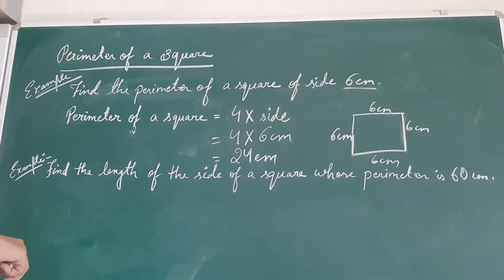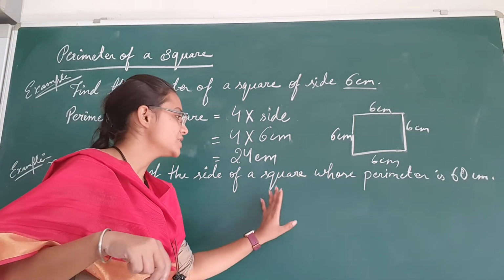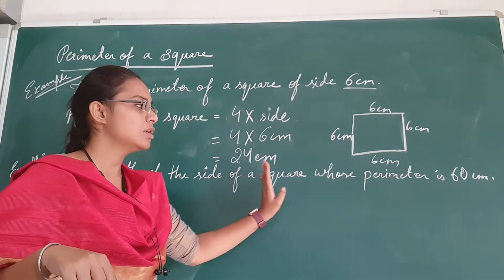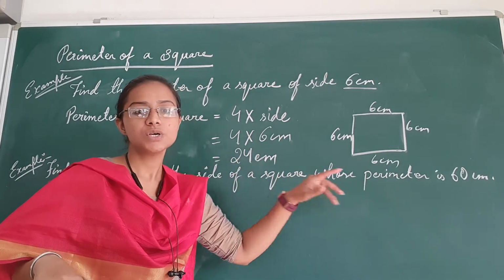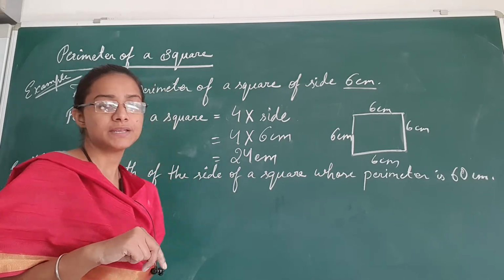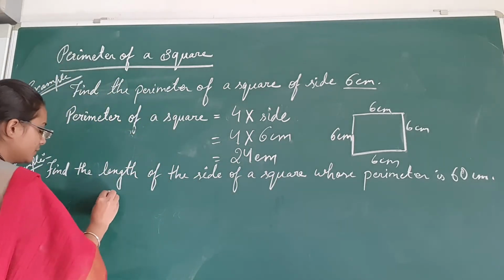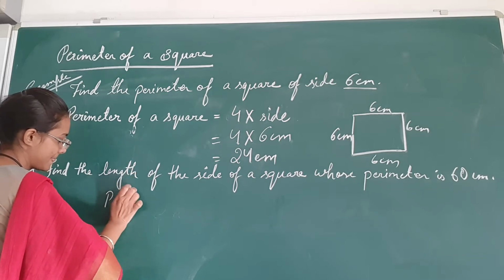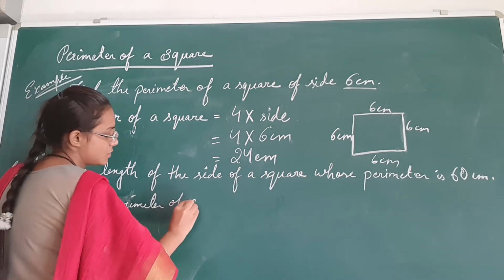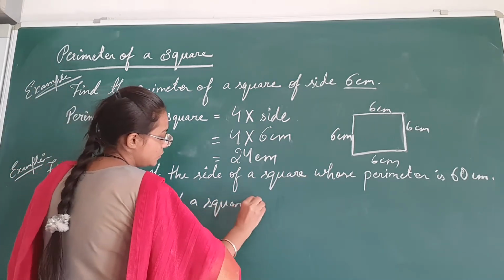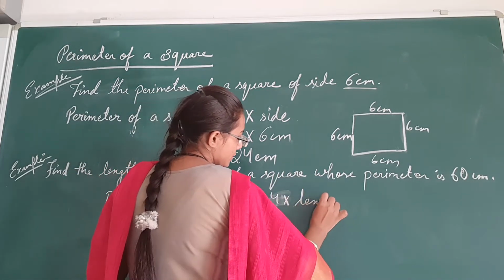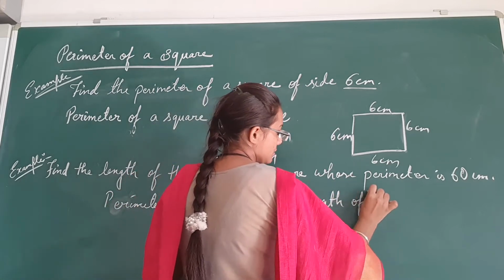Look at this another question. Find the length of the side of the square whose perimeter is 60 centimeter. So in this question, perimeter is given. You have to find out the length of the side of the square. So you know that the perimeter of a square is equal to 4 into the length of the side.